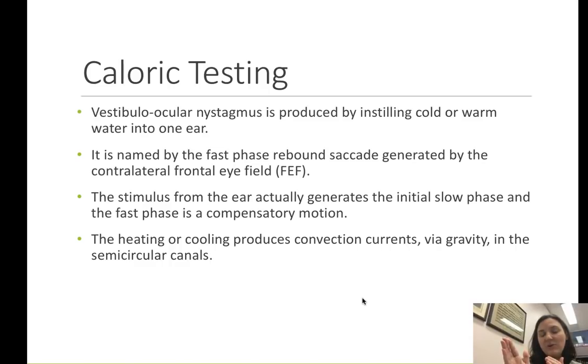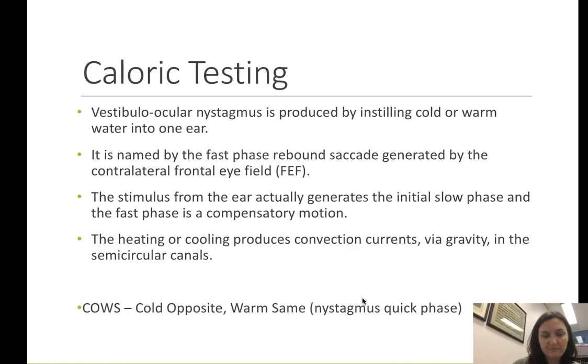But then, when the frontal eye fields are functioning, there's a rebound saccade that tries to move the eyes back to center. The stimulus from the ear actually will generate an initial slow phase, and then the fast phase is compensatory, right? So this heating or cooling produces opposite convection currents and activates the semicircular canals and causes the responses that we see. And the mnemonic that we use for this is cold, opposite, warm, same. And that represents the nystagmus quick phase.